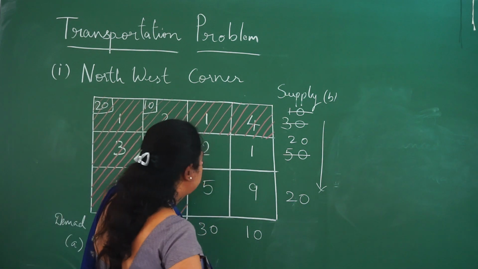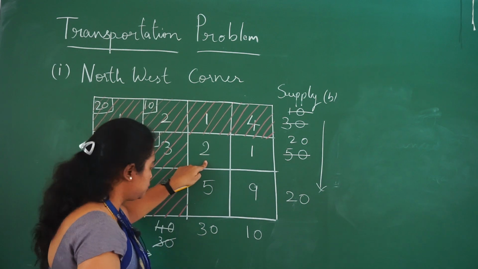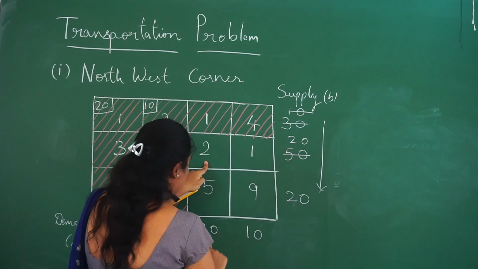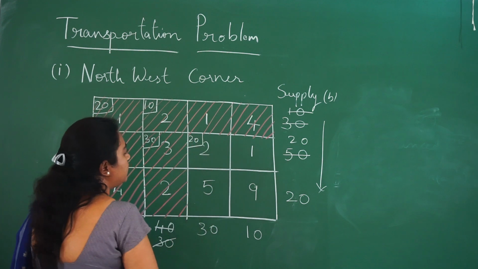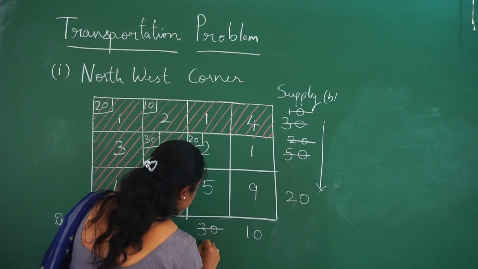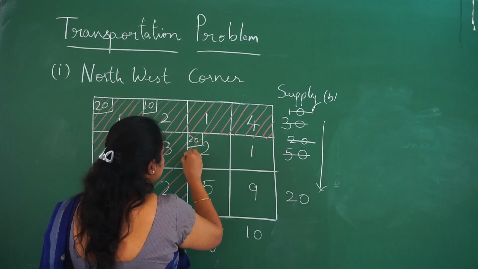Next you see the next cell, that is 2. Now you have to make an allocation here. There are 20 products. So the min of 20 and 30 is 20. So 20 we can just put here. So 0 remains here, and here 10 remains. Since that is 0, I have to shade this.